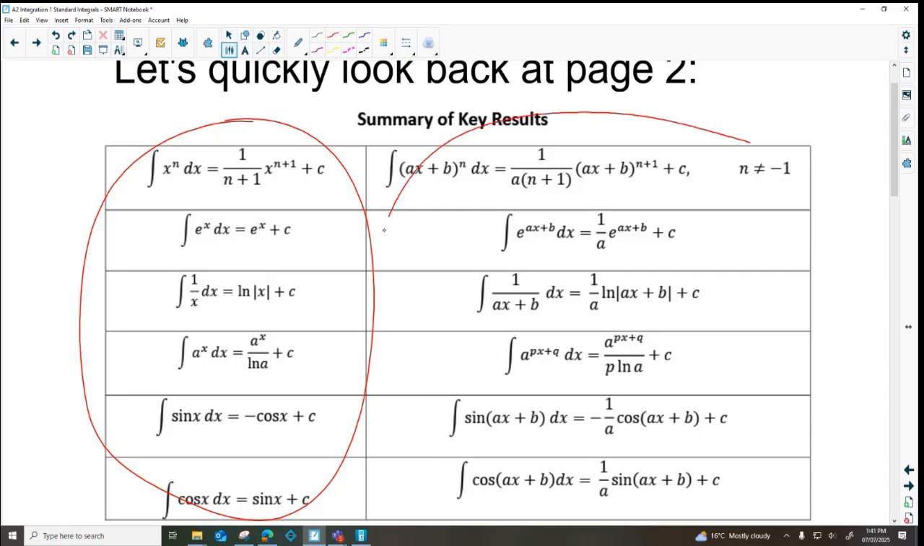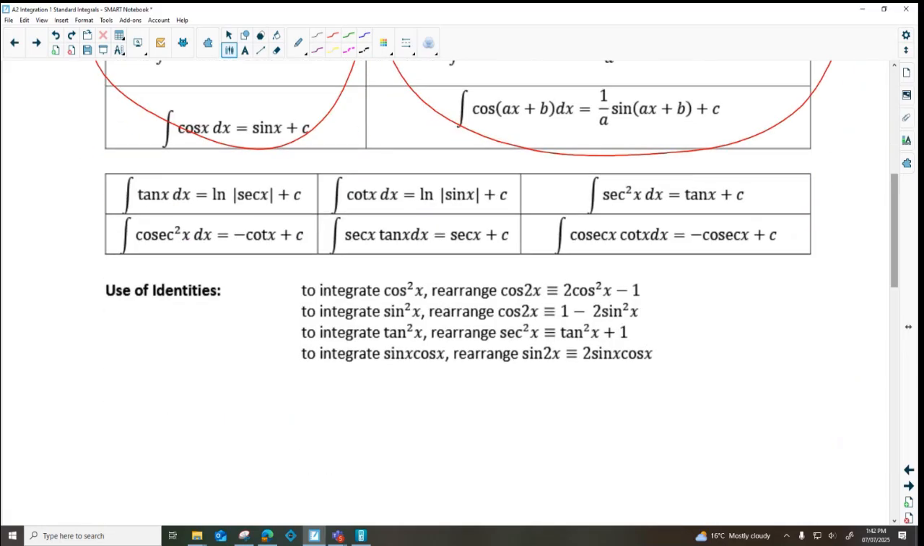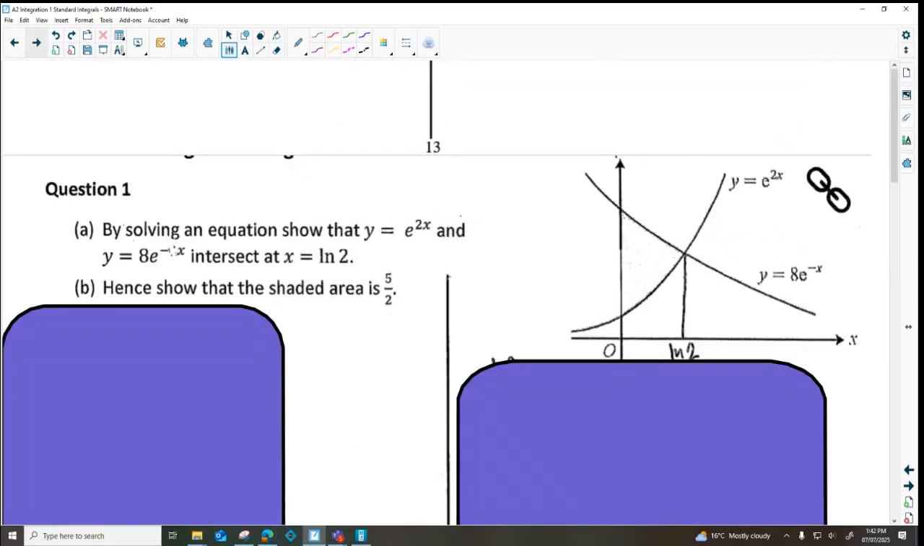Then in the second lesson, we did versions of all these rules where x is replaced by a linear function. So for example, (ax plus b) to the n: increase the power by 1, divide by the new power times the differential of the bracket, and so on. We did a bit of trig integration in lesson 3. Then there are these results in the next table, which can basically be deduced from the formula booklet. And finally, in the last lesson we used trig identities to integrate more complicated trig functions.